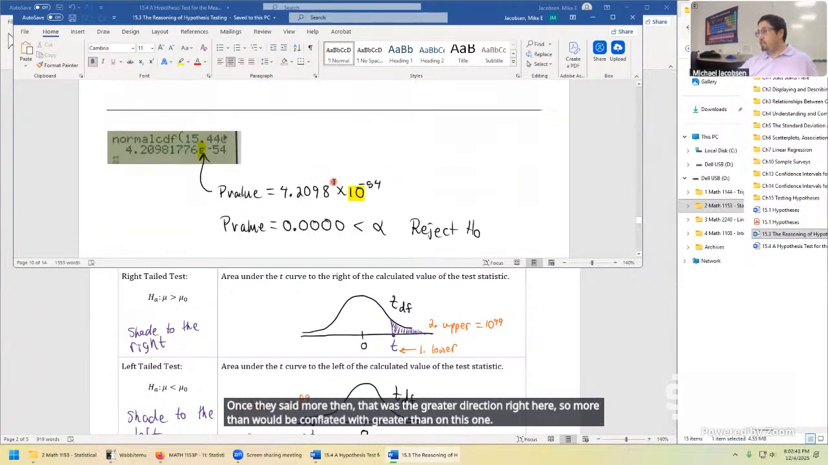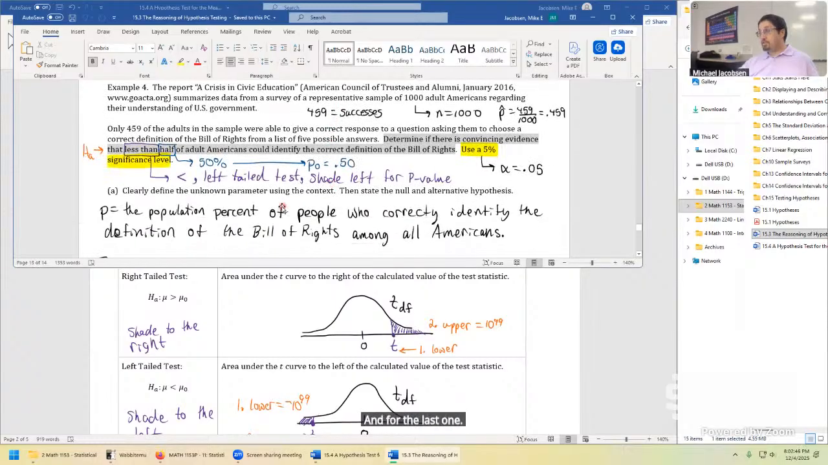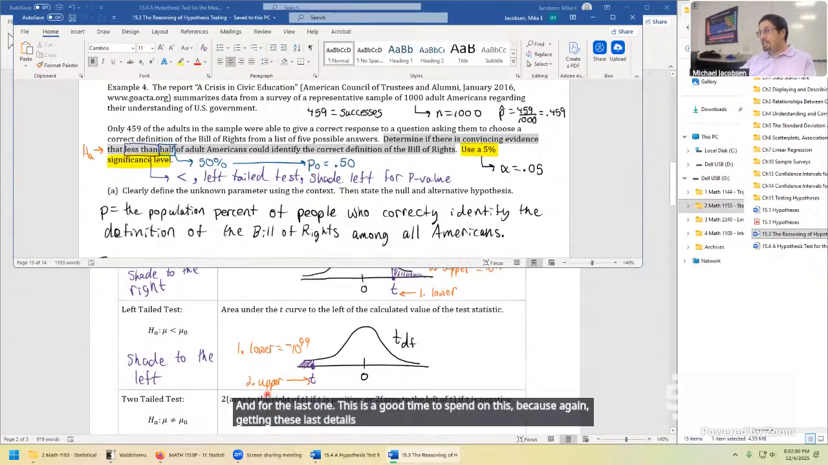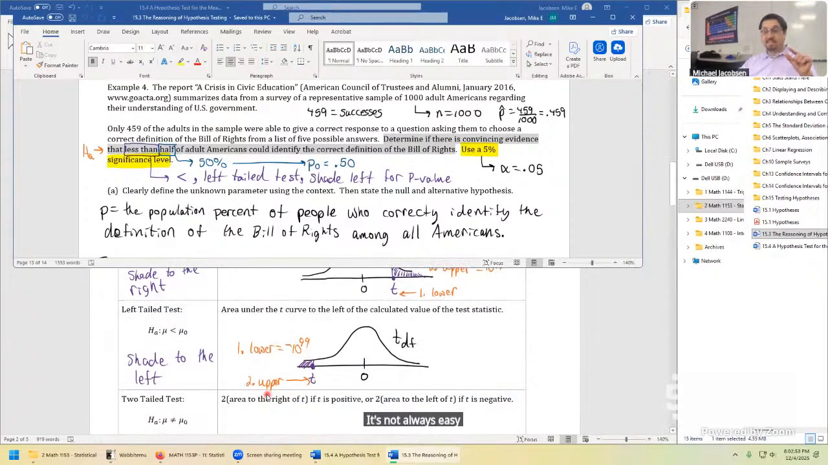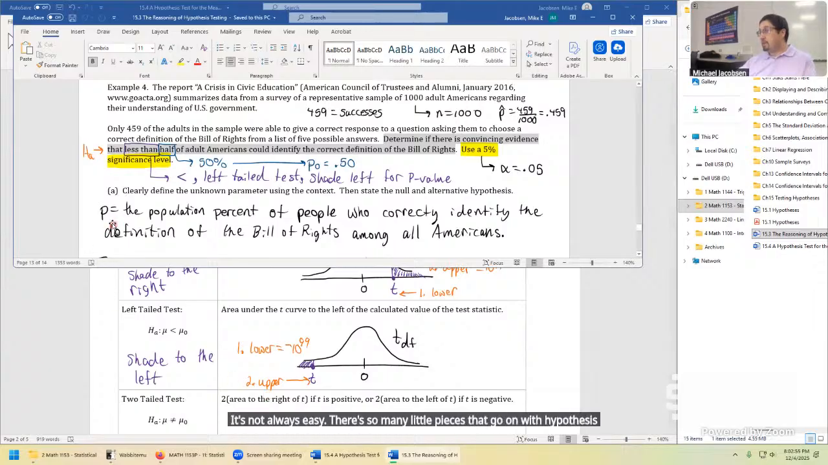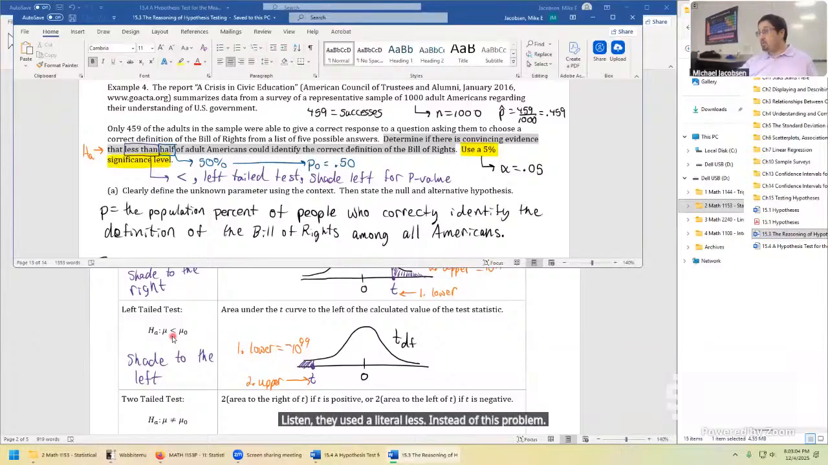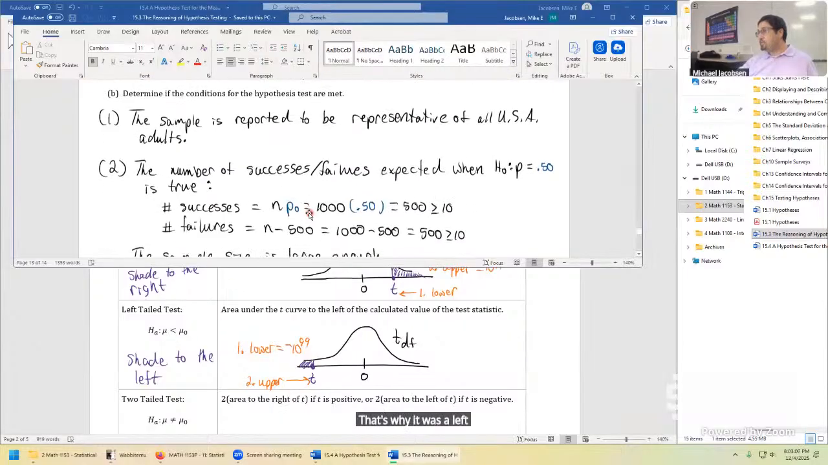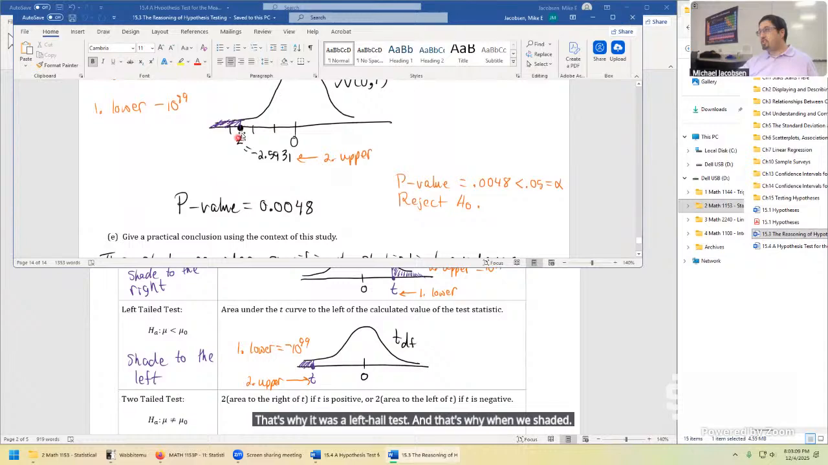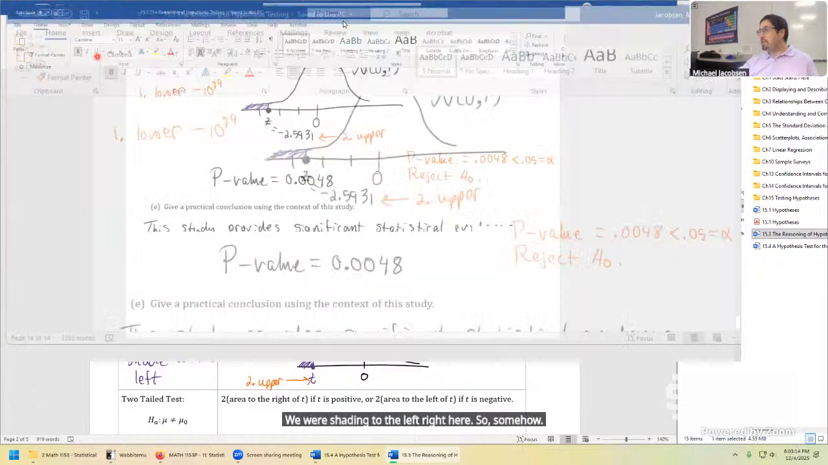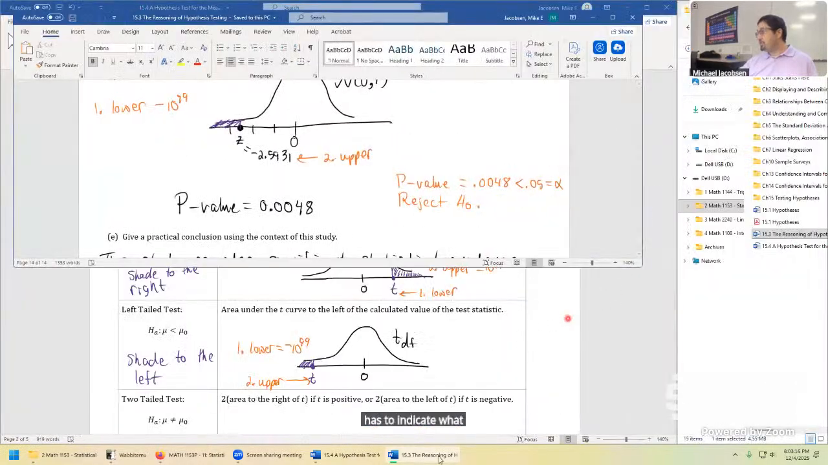And for the last one, this is a good time to spend on this because, again, getting these last details just right is not always easy. There's so many little pieces that go on with hypothesis testing. But right here, where they told us to determine if there's convincing evidence that less than, they used a literal less than in this problem, which is kind of nice. That's why it was a left tail test. And that's why when we shaded, we were shading to the left right here. So somehow, some way, the problem has to indicate what direction the test should be.